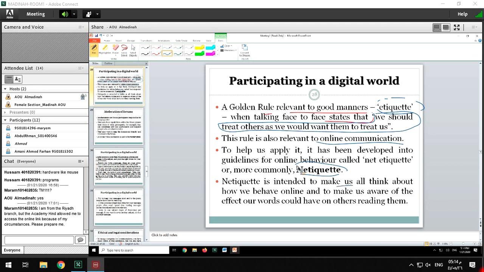Netiquette is intended to make us all think about how we behave online and to make us aware of the effect our words could have on others reading them. So what are the words we write online? What is the impact of that on others?